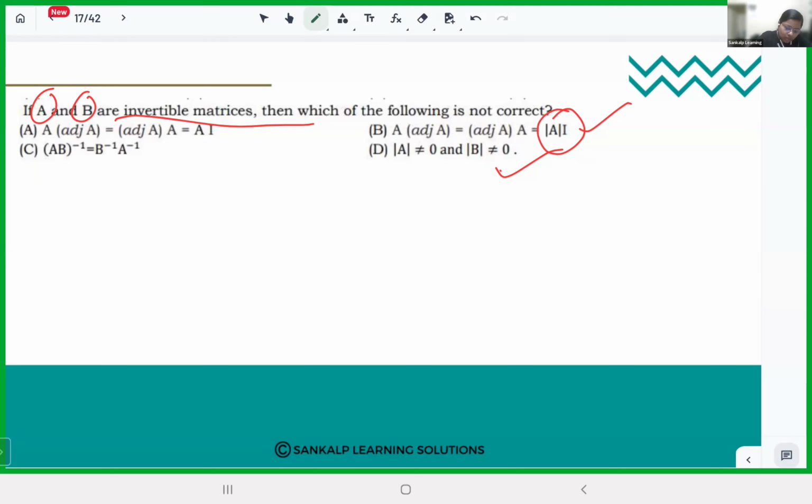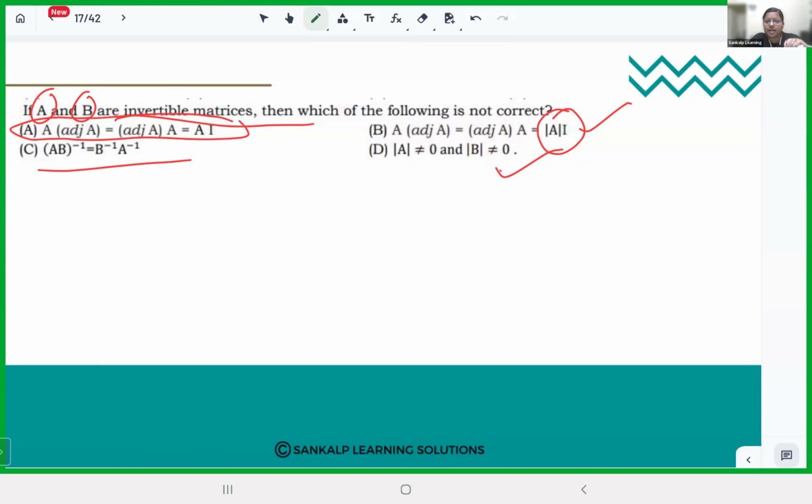And what about the statement C? (AB) inverse is equal to, we can write it as B inverse into A inverse. Now let's go on to the first option, A. A into adj A equal to, adj A into A is equal to A into I.